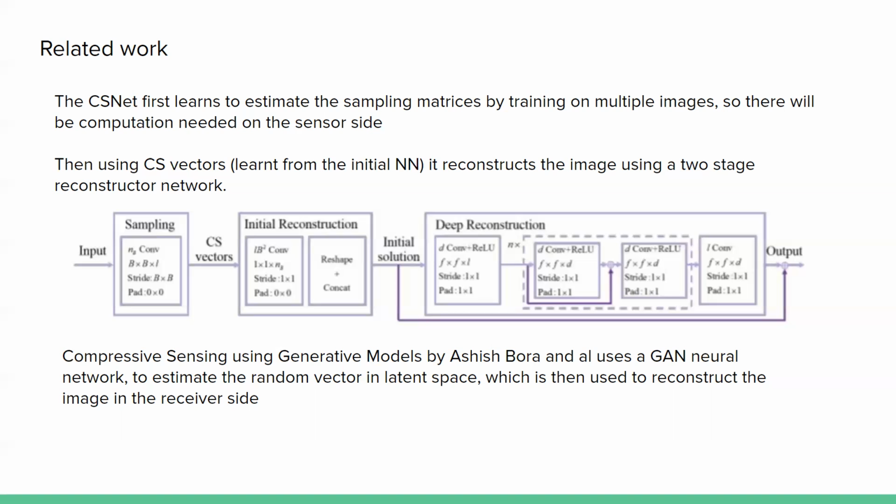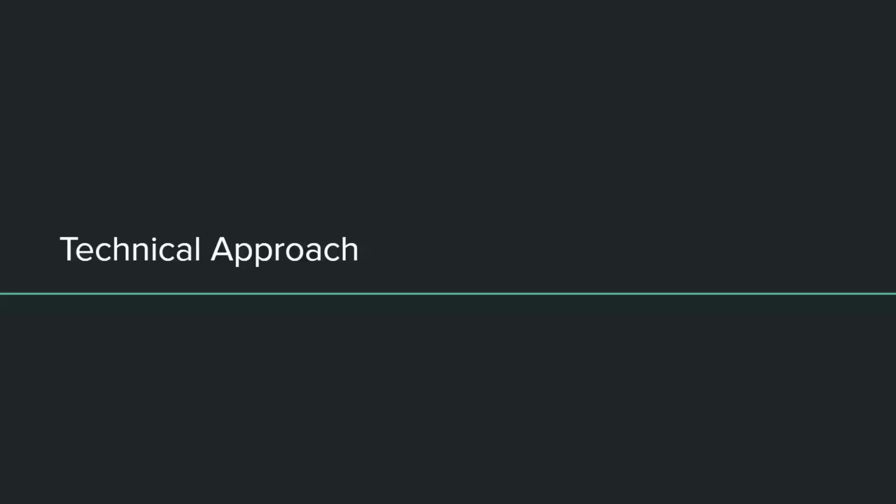For instance, this paper from Ashish Bora, where they use a GAN network to estimate a random vector in latent space, which is then used to reconstruct the original image. Then again, both of these approaches do require some amount of computation in hardware, which is not really a possibility in our scenario.